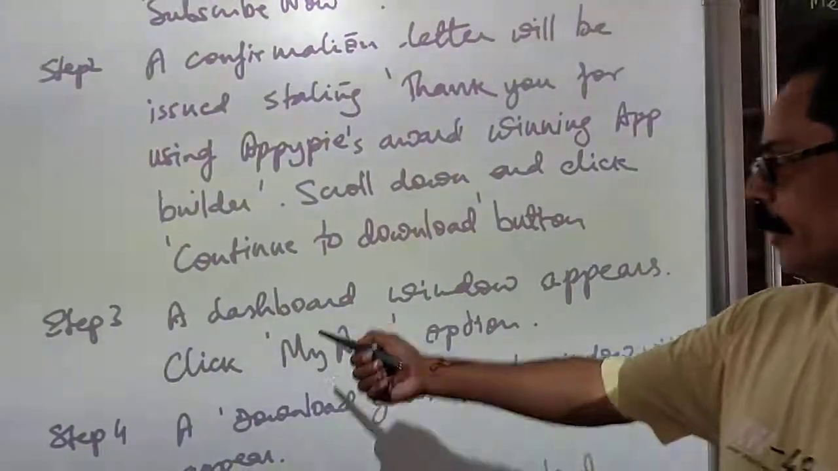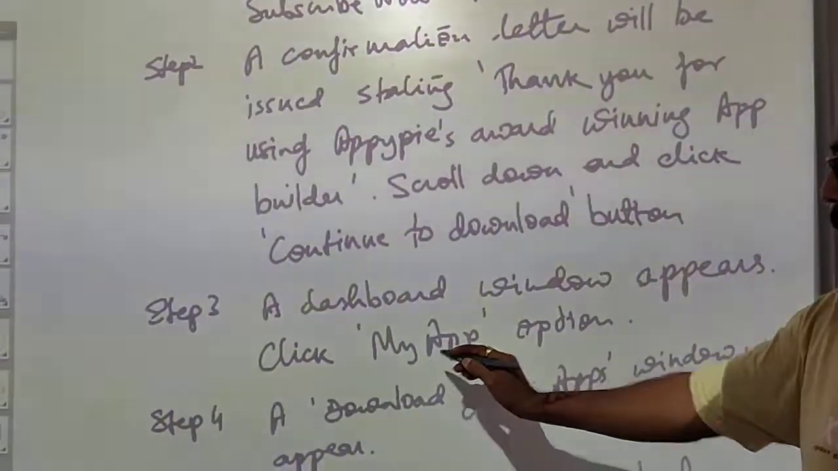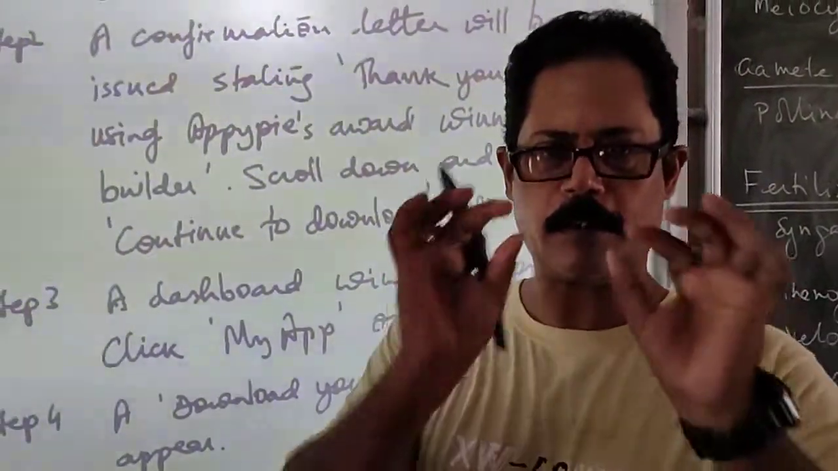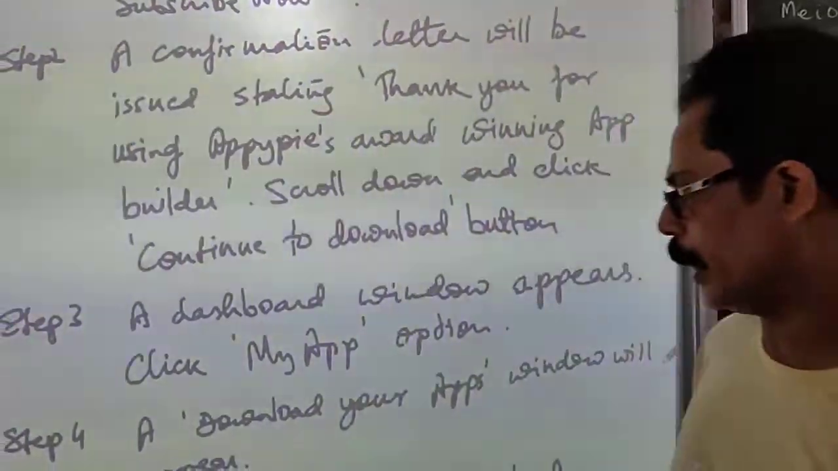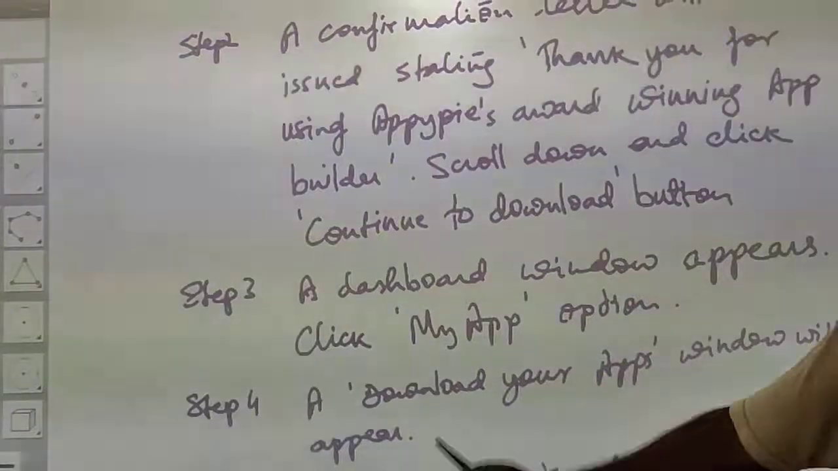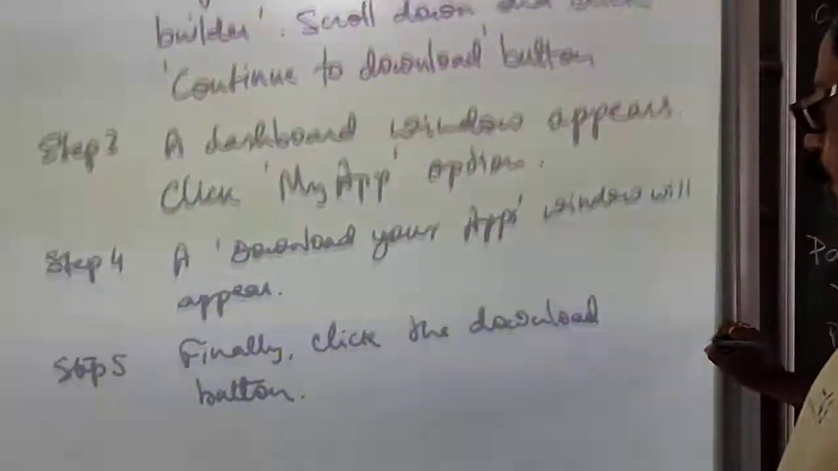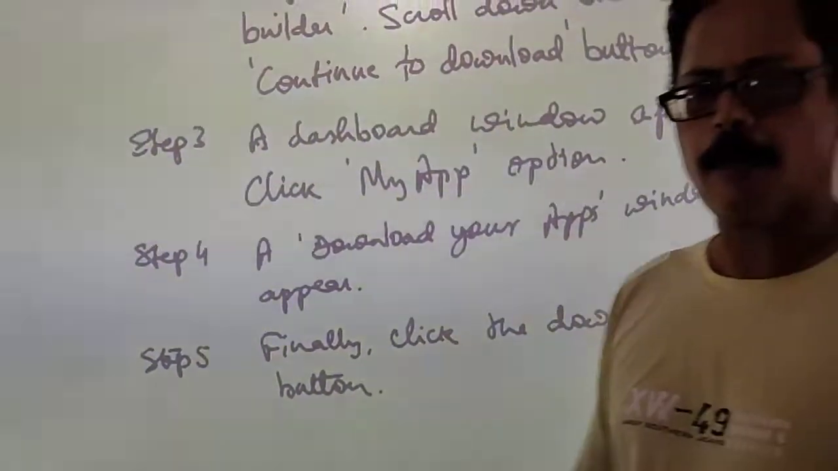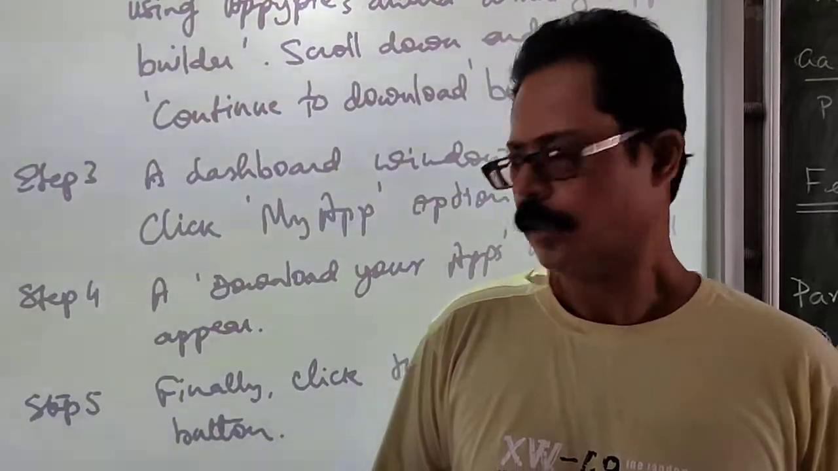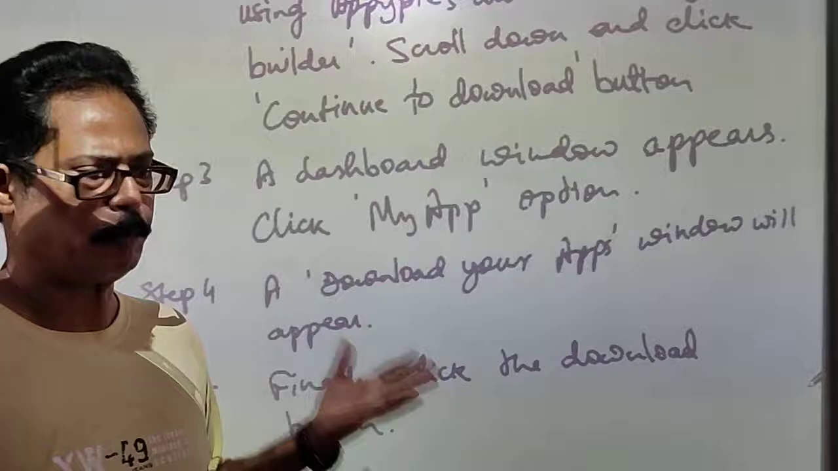And in this third step, a dashboard window will appear. Click the my app option. So when the dashboard window appears, click my app. The moment you click my app, a download your app window will appear. Then finally you click the download button, and then your application is created. So this is what we have in your app development chapter.